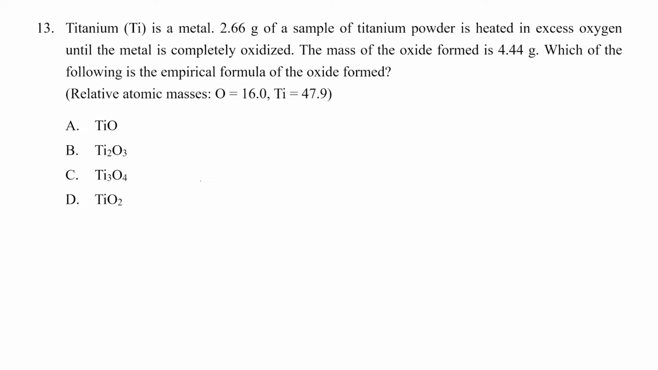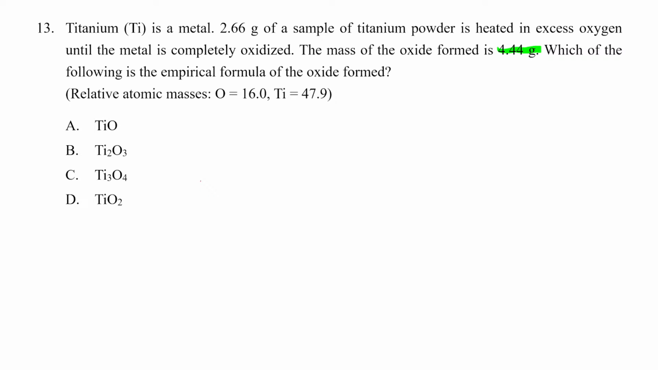2013 question 13. Titanium is a metal. 2.66 grams of a sample of titanium powder is heated in excess oxygen until the metal is completely oxidized. The mass of the oxide formed is 4.44. So this is the total mass of the oxide, which is 4.44. Which of the following is the empirical formula of the oxide?